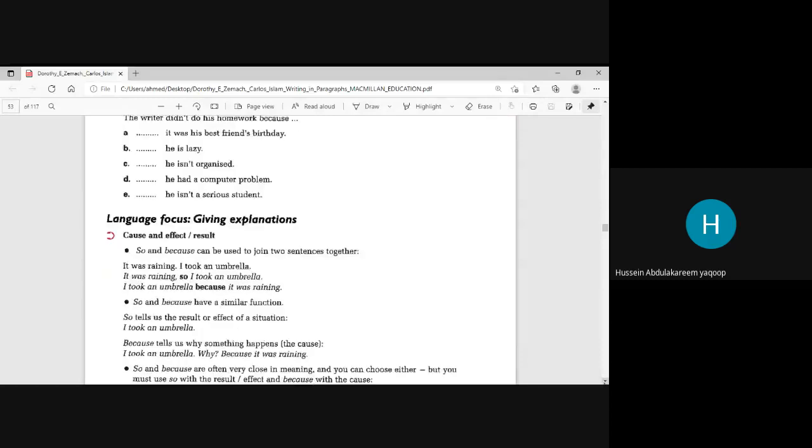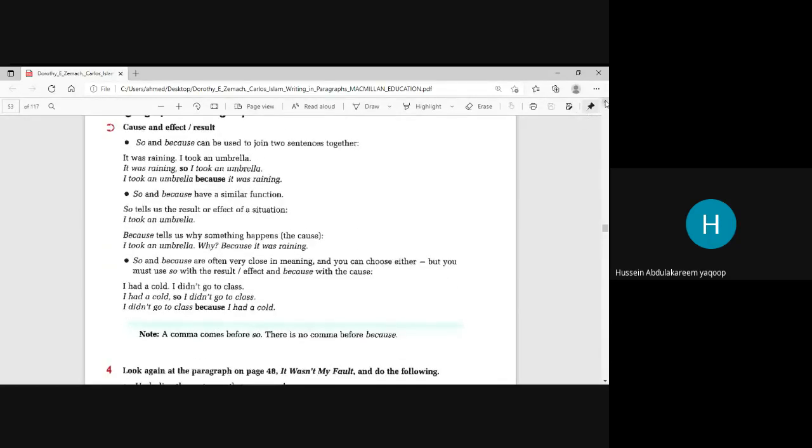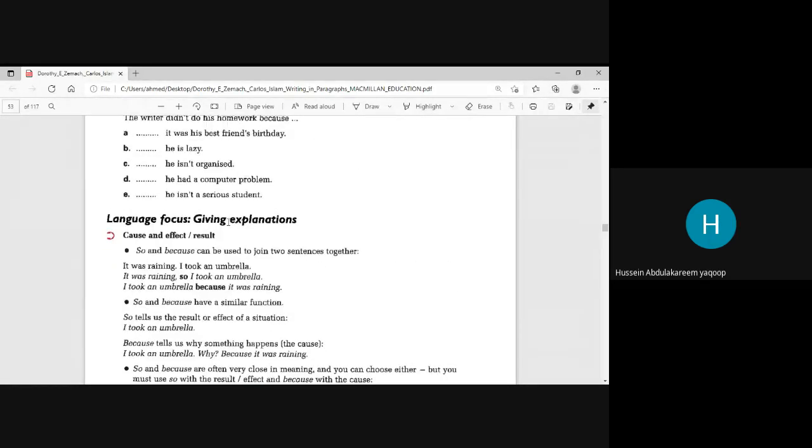Yes, this is correct. Okay, now what we need to learn here is the language focus. We now know how to use cause and effect, or sometimes cause and result. We need to use these tools. So and because can be used to join two sentences together. But we also have regulations.